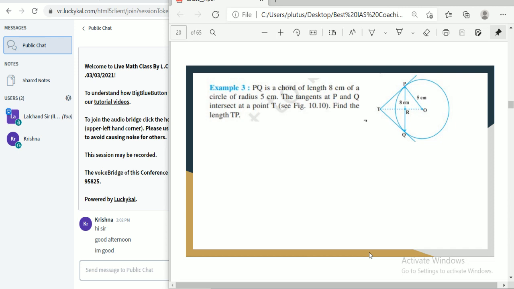Okay, Krishna, we were discussing circles in the last lecture. We were solving a few problems, so today we are going to continue with the same. Try this problem. Try to solve this question.